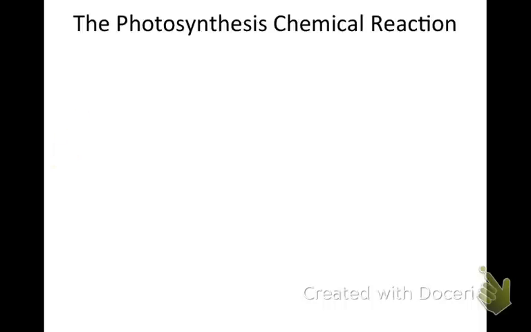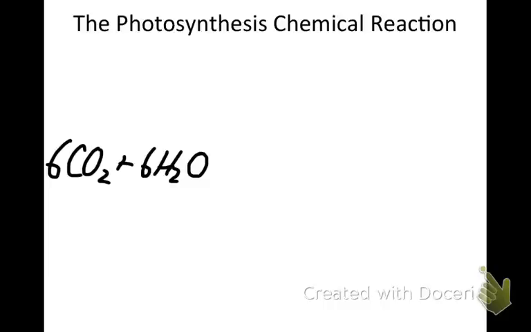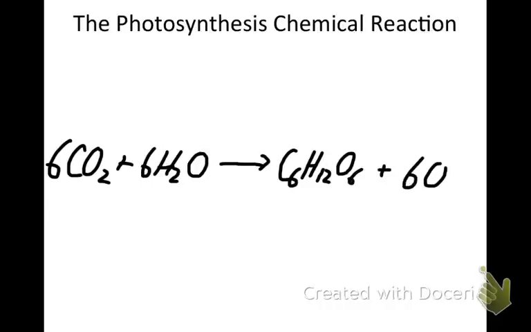You have 6 CO2, or 6 carbon dioxide molecules, with 6 water molecules. Okay, gotta water those plants. Becoming glucose, which has the chemical formula C6H12O6, and that very important molecule, oxygen. Now, we all know the importance of oxygen, right? We breathe oxygen. We need it for cellular respiration, as we'll find later.